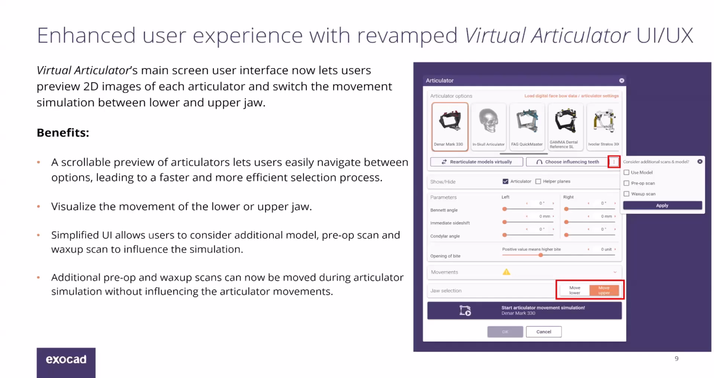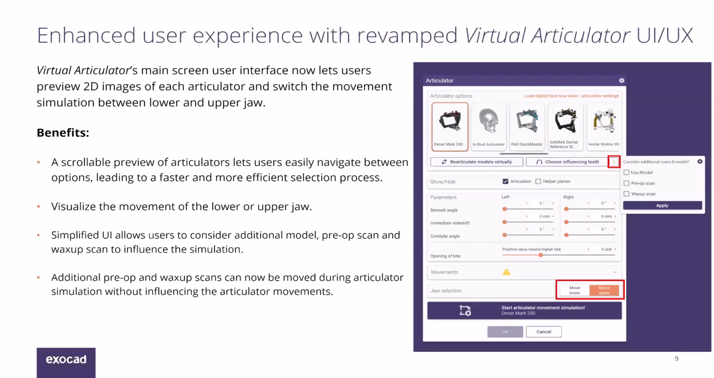Also, by choosing influencing teeth, there is a drop-down menu added. You can use the models that you have scanned before, like a pre-op or wax-up scan, that chooses the articulator movement. So for edentulous cases, it's really easy and really good that you have the option to set up, for example, the wax-up scan, old denture scan, or whatever was scanned as a pre-op, so that you can set up this individual workflow.